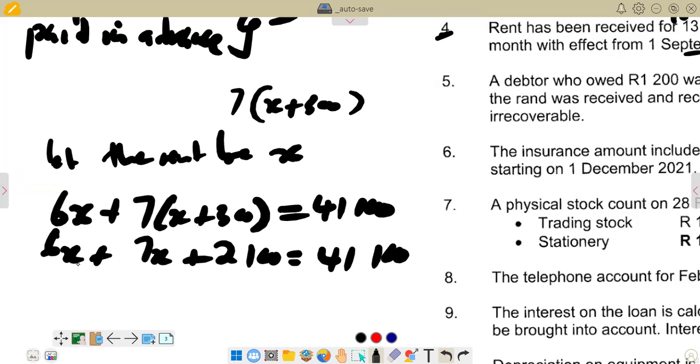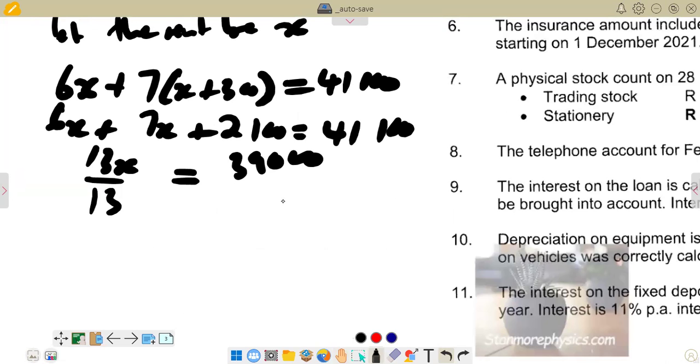Then you group the like terms, whereby 6x plus 7x gives 13x, equal to 41,100, and the 2,100 goes to the other side and becomes negative. So we say 41,100 minus 2,100. Let's calculate that: 41,100 minus 2,100, then you get 39,000. And then you divide by 13 on both sides.